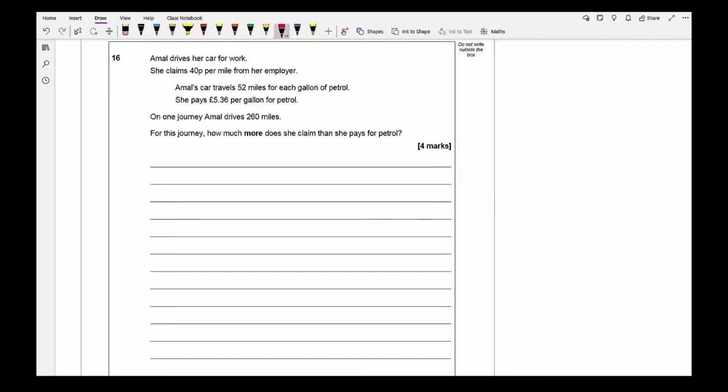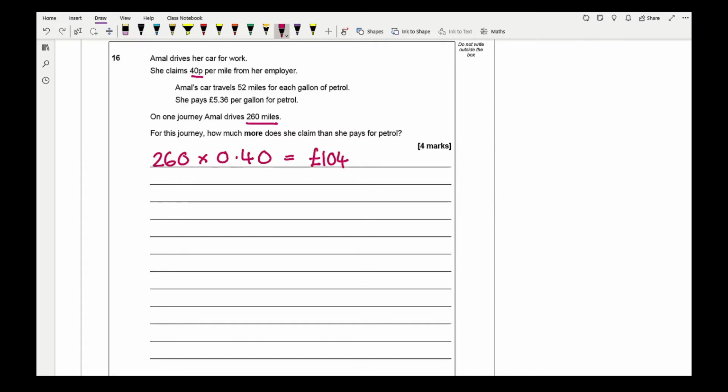So the first thing we want to look at is how much money she is actually claiming. Now she's claiming 40 pence per mile and she's traveling 260. So if I do 260 times 0.40, because I'm going to work in pounds, on my calculator that gives me 104 pounds is what she's claiming for.